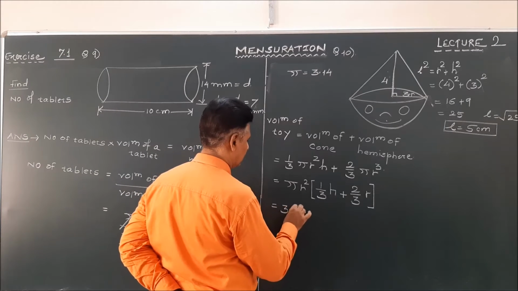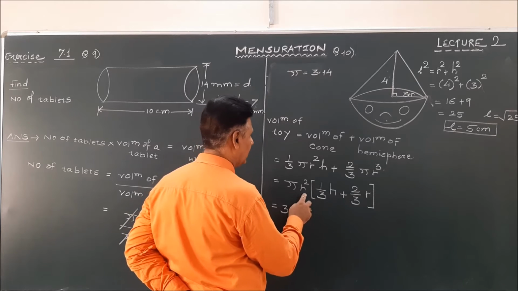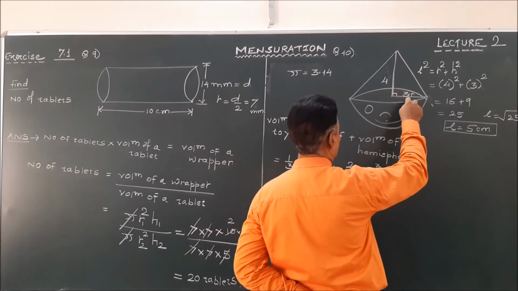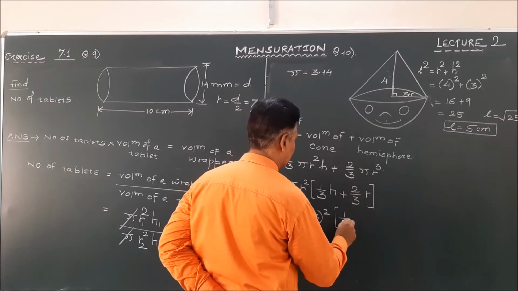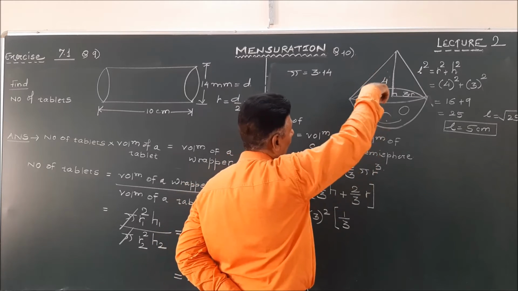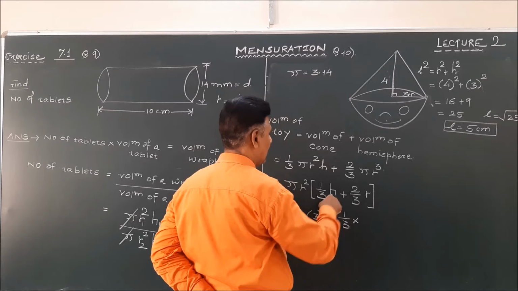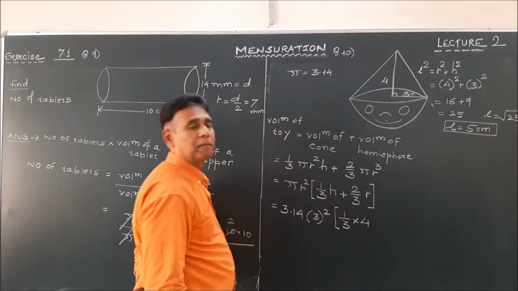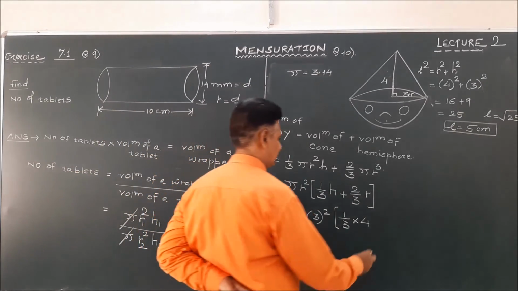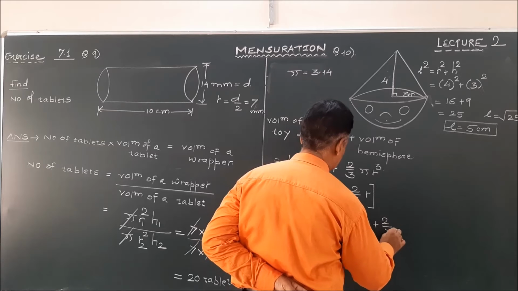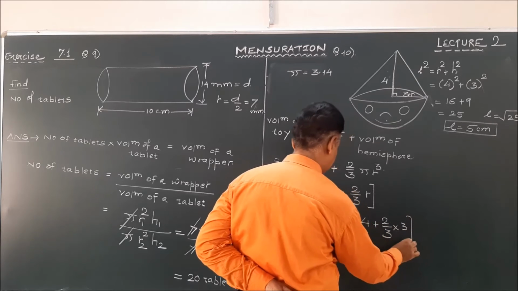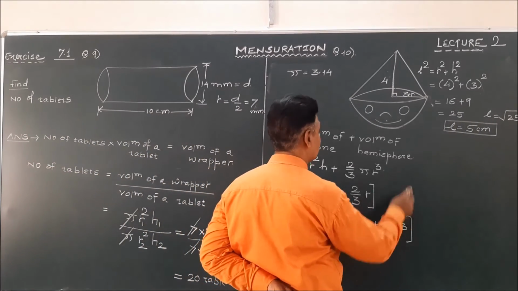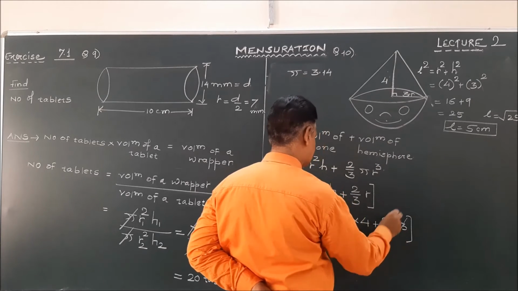Pi, the value of pi this time, is 3.14. The radius is 3, which is common. 3 is common for both of them. 1 upon 3, what does this height stand for? Height of the cone, plus 2 upon 3 into 3. R stands for the radius of the hemisphere, which is 3. See, 3 and 3 get cancelled.